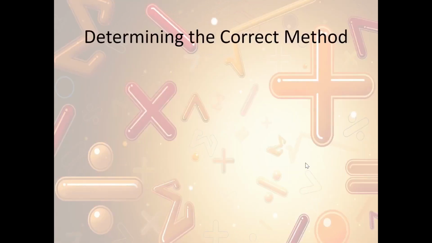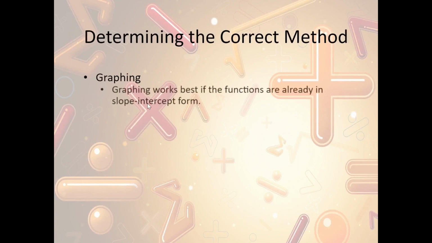Now, how do we determine the correct method? So, first of all, we need to discuss what methods we have to solve systems of equations. So the first one is graphing. Now, graphing works best if the functions are already in slope-intercept form. We don't like putting things into slope-intercept form. So if they're not in slope-intercept form, then let's use a different technique. But if they are in slope-intercept form, graphing is a great way to go. So this is usually best when both functions are already in slope-intercept form. And that looks like y equals mx plus b.